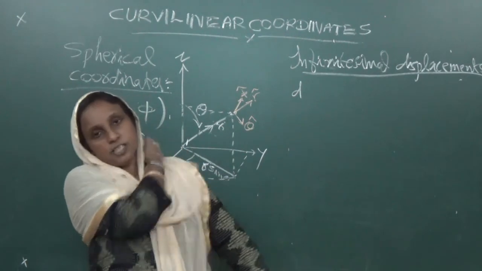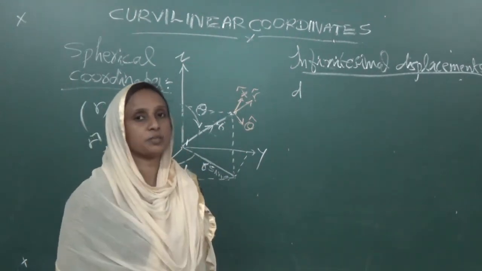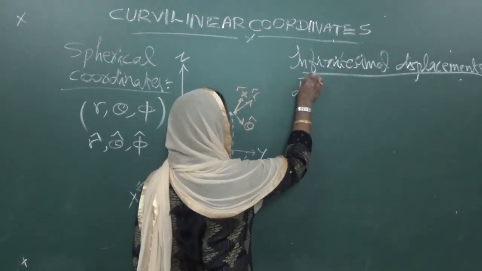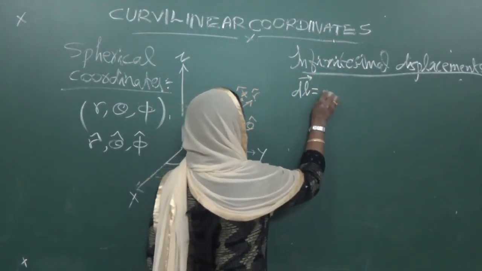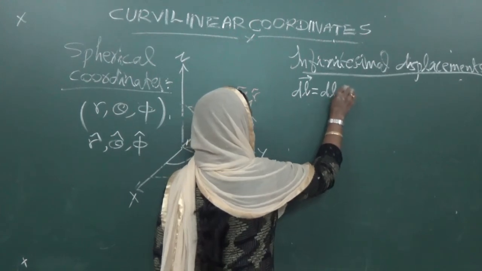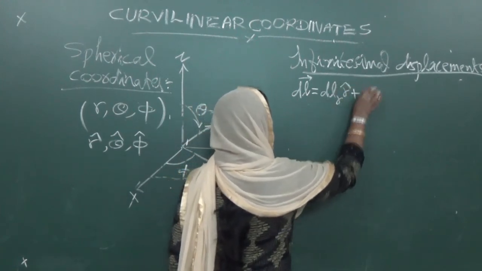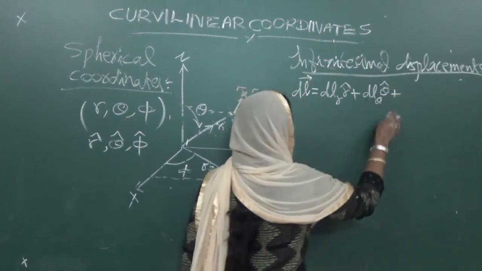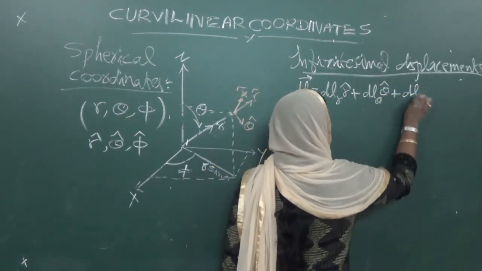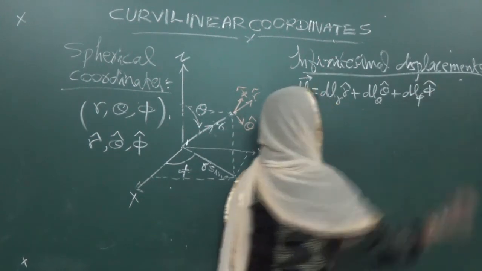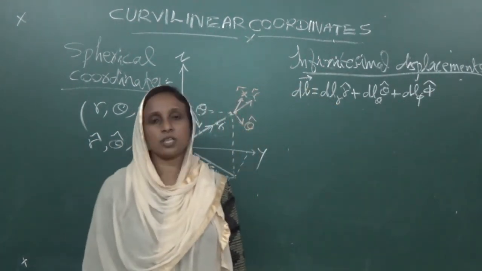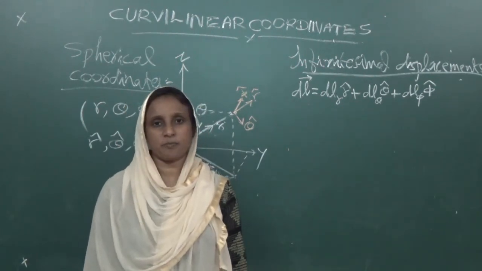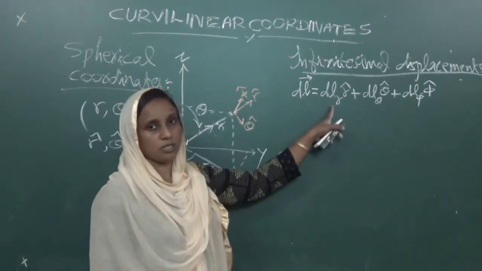Infinitesimal displacement, we can find out infinitesimal displacements. Okay, so this infinitesimal displacement vector dl equals dl_r r cap plus dl_theta theta cap plus dl_phi phi cap. Okay, these are the infinitesimal displacement vectors. So we have to find out these components.